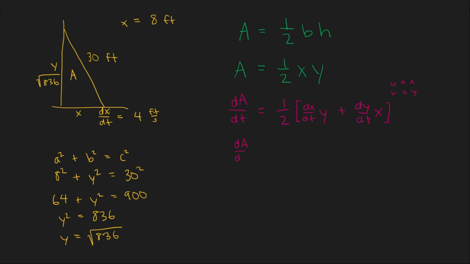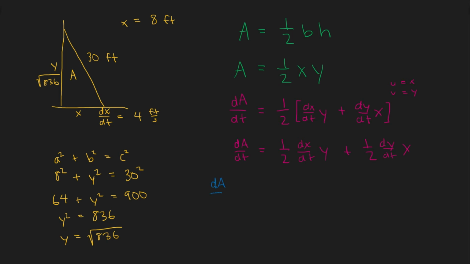dA over dt equals 1/2 dx over dt times y plus 1/2 dy over dt times x. So here is the equation that we are working with. Now, from here, all we need to do is just plug in all of our values. So I'll do that in blue.